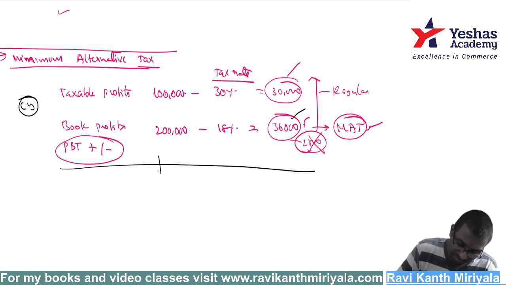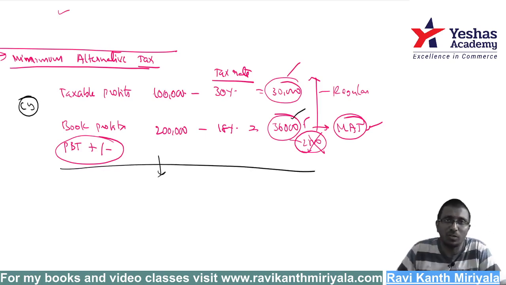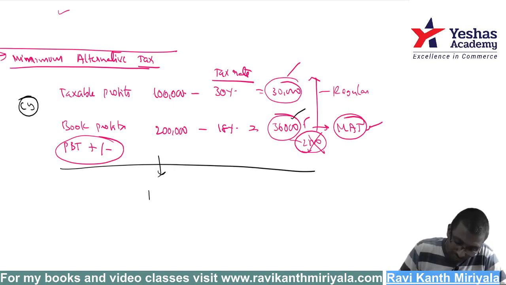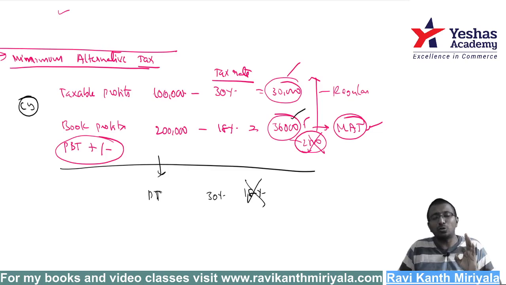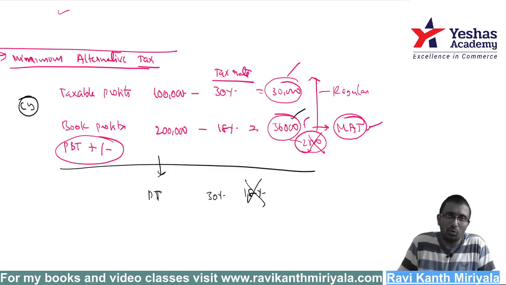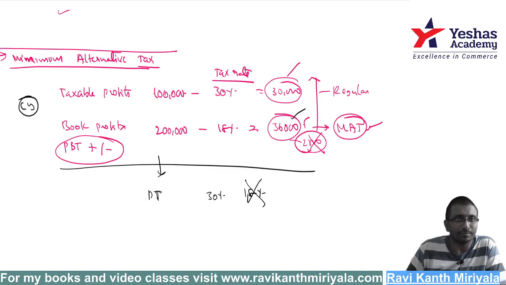Even though MAT is applicable for my company, the question will come, sir, I have to calculate deferred tax. You are telling 30%, but here two percentages are there. Whether I should calculate deferred tax asset as per 30% or 18%. I am telling you very clearly, MAT rate should not be taken at all. Only 30% you should always take.